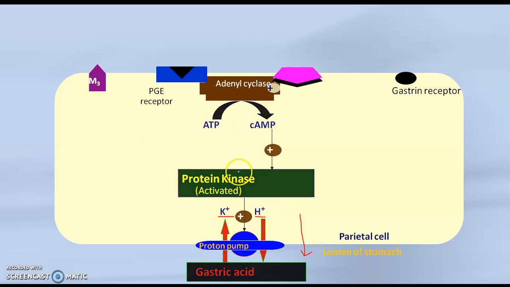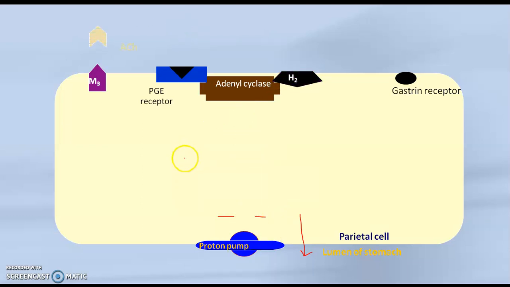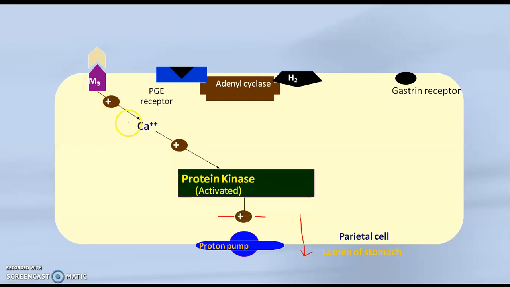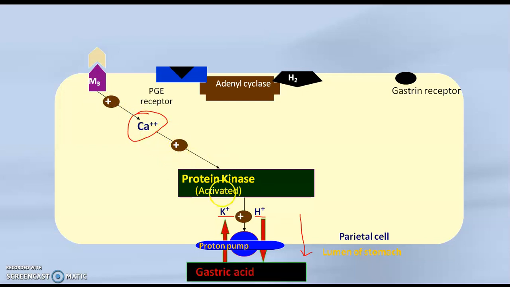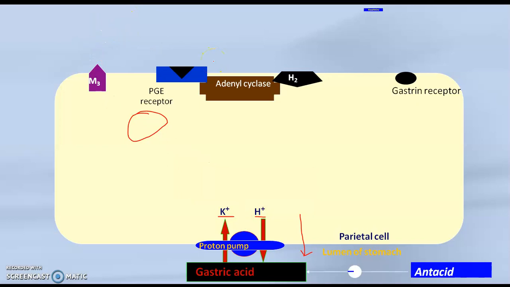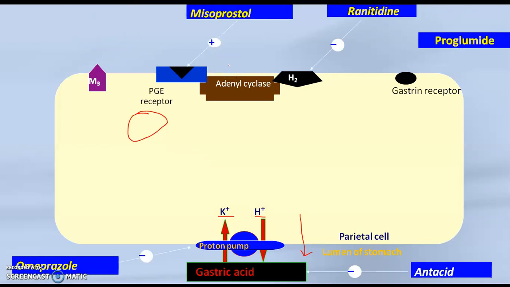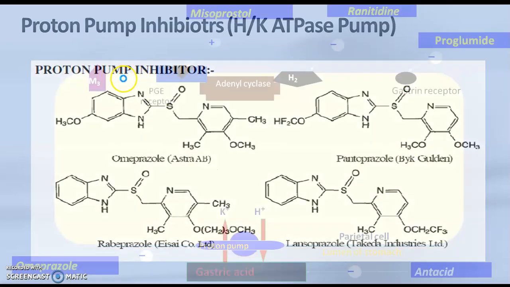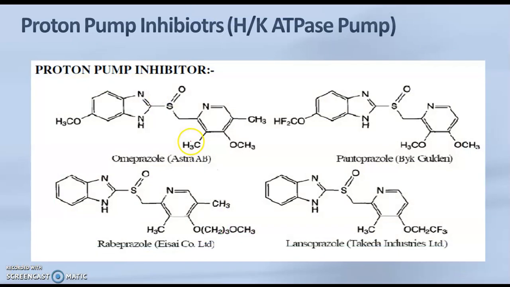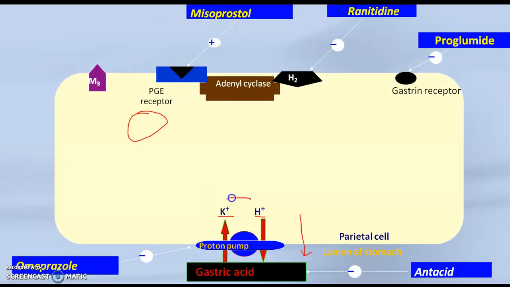The third mechanism which we have seen is the binding of acetylcholine to the M3 muscarinic receptor. It also allows entry of calcium inside the parietal cell. Calcium then activates protein kinase, and protein kinase at the end activates the proton pump. So whatever these four mechanisms are, whether it is binding of gastrin, histamine, or acetylcholine, at the end they all are trying to activate the proton pump.